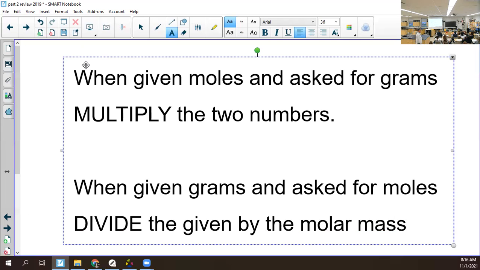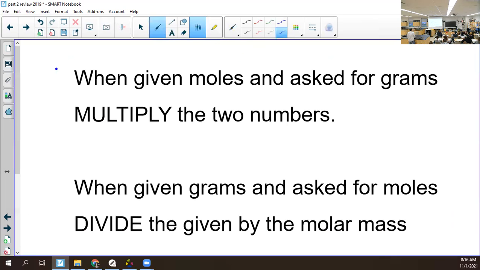Okay, so there are 8 sections on the test. We've covered 3 of them. First is molar mass. You just add the stuff together and you're off to the races. The second one is finding moles or grams, and the other one is grams or moles. So there you have it. When given moles, multiply the two. When given grams, divide the given by the molar mass, which will also be given to you in the problem.